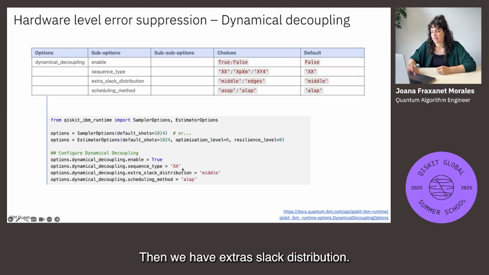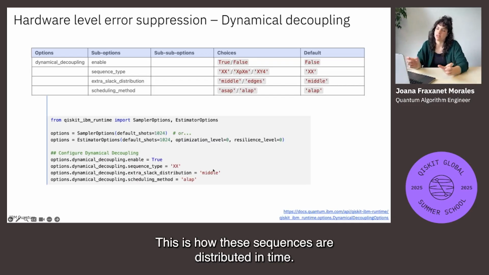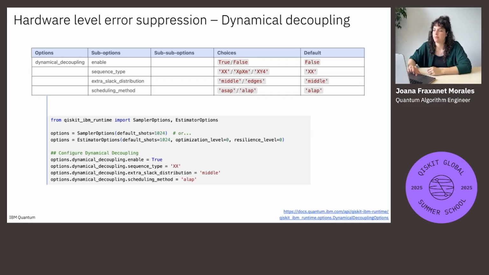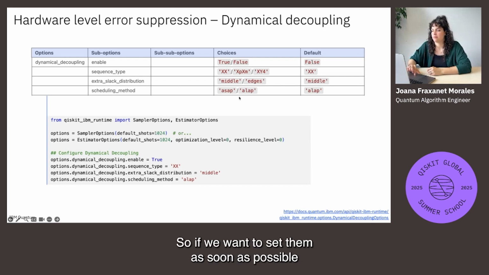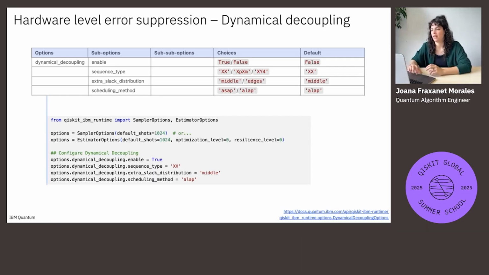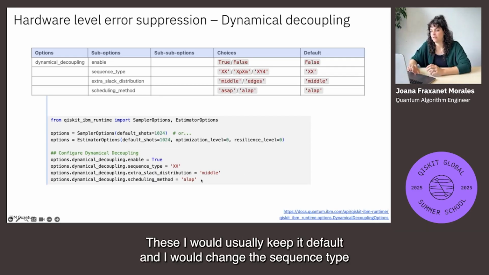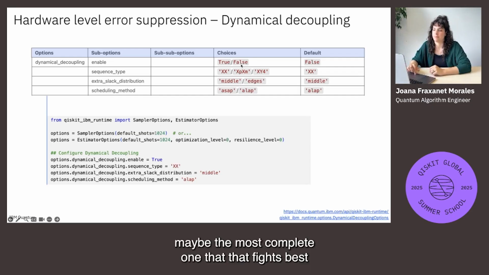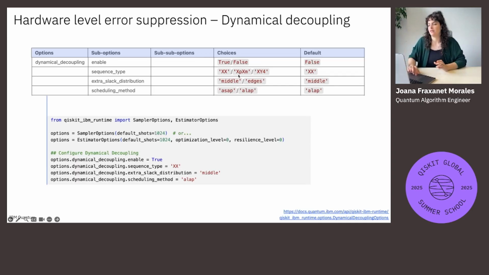Then we have extras like distribution. This is how these sequences are distributed in time. And the scheduling method is the same. So if we want to set them as soon as possible or as late as possible when this actually happens on the quantum hardware. This I would usually keep default, and I would change the sequence type. Maybe the most complete one, which fights crosstalk best, is XpXm.